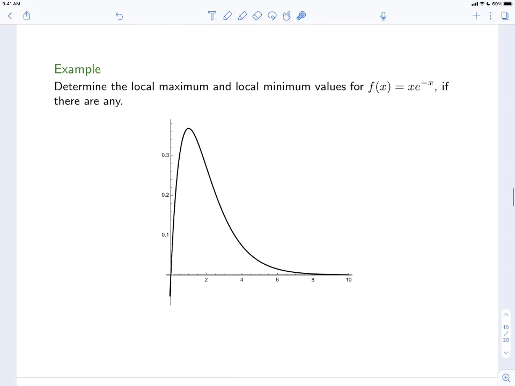Here's an example. Determine the local maximum and local minimum values for f of x equals x times e to the negative x, if there are any. Well, looking at the picture, which is given to us here, so this is the graph of y equals x e to the negative x, it certainly looks like there's a local maximum value right here. Now, we don't know what x value that belongs to yet, but we're going to figure it out, and then we'll figure out what the y value is.